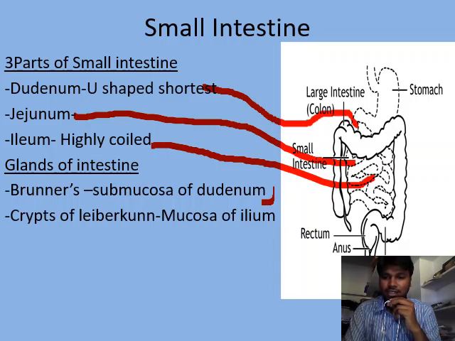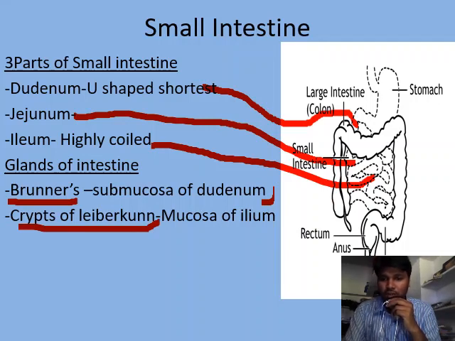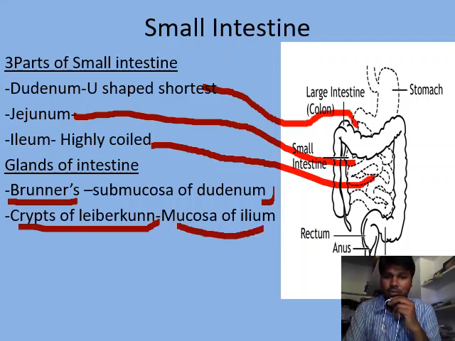So when we were learning about the TS of stomach, we saw the layers around the gut. In that we found mesothelium and muscular layer. Then comes the submucosa. Submucosa is the second innermost layer, and in that we find this Brunner's gland. And crypts of Lieberkühn, these are also glands located in the mucosa of ileum. Mucosa is the innermost layer of the gut.